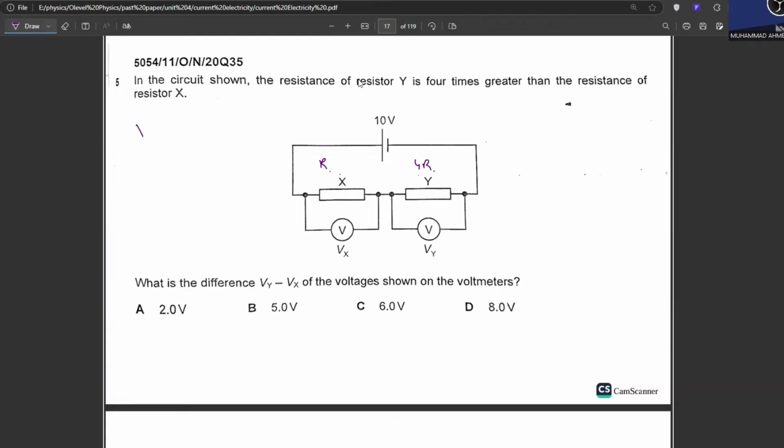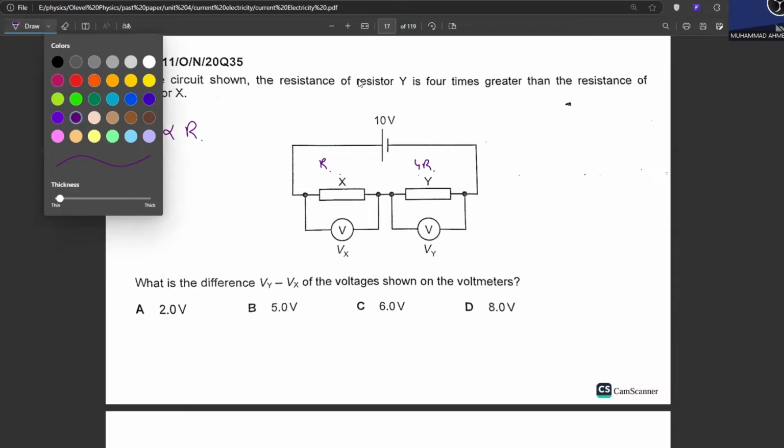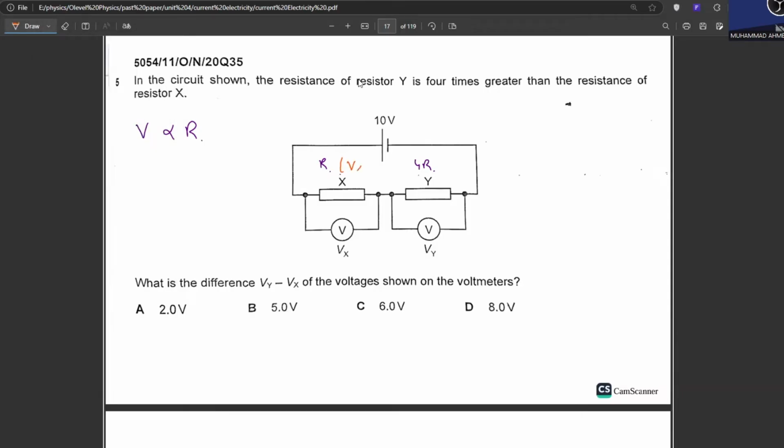We have studied in series, voltage is directly proportional to resistance. So if X has a resistance of R, it will be receiving, let's say, a voltage of Vx. And if Y has a resistance of 4R, let's say it will be receiving a voltage of 4Vx. And I know that the total voltage is what? 10 volts. 10 volts is equal to Vx plus 4Vx. Vx comes out to be 10 over 5. Vx is 2 volts.